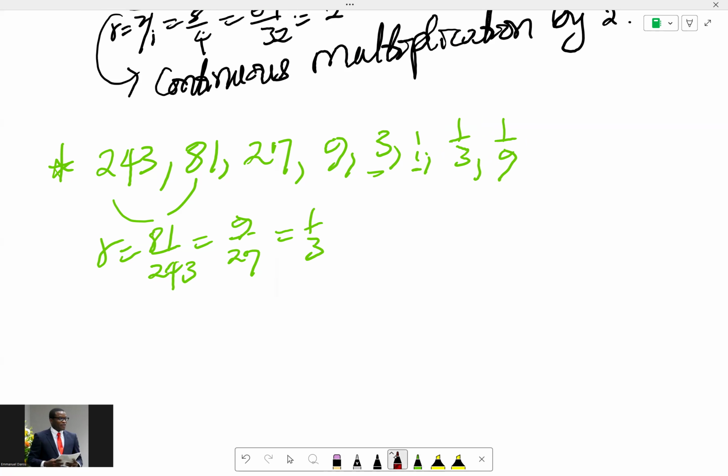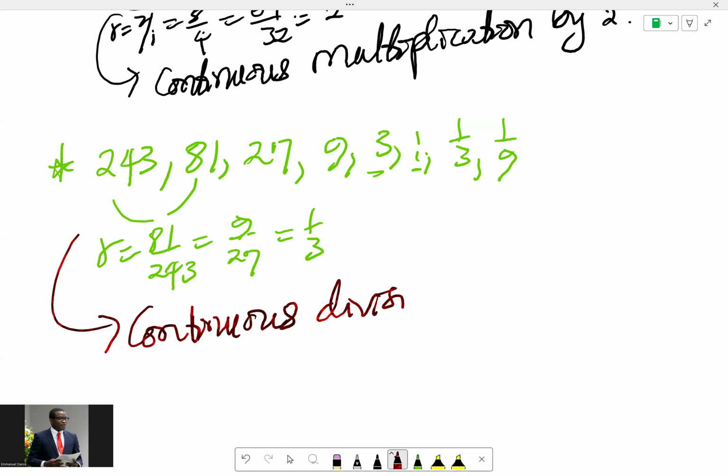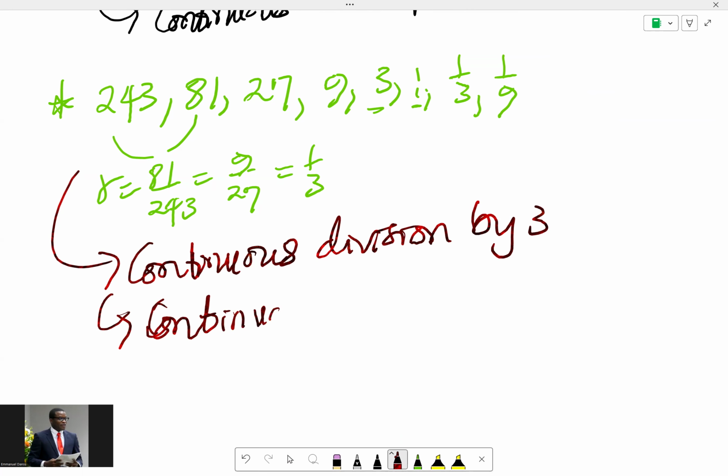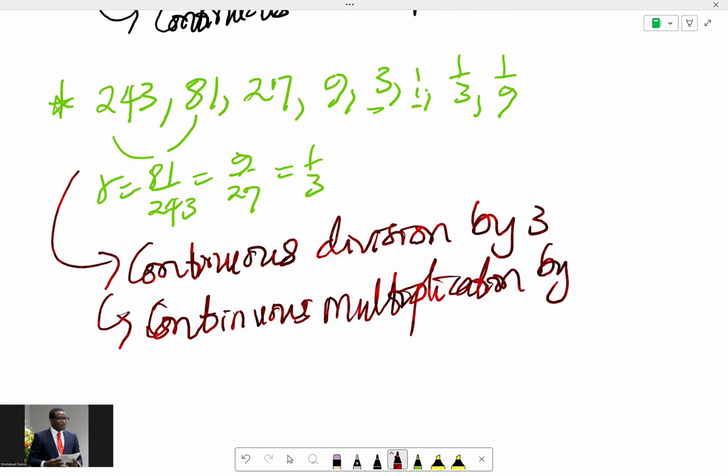So we have here continuous division by 3, which corresponds with continuous multiplication by 1 over 3. That's basically the idea here.